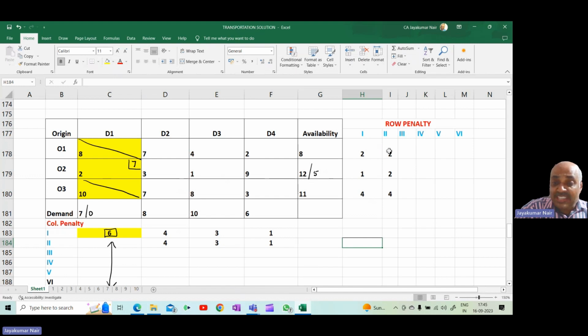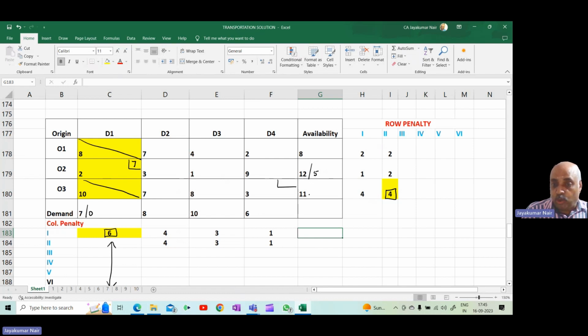Therefore, which is the highest penalty cost? I have here 4 and I also have here 4. Now it is your choice. Any one arbitrary selection can be made. Therefore, I want to choose this particular 4. Okay, so I'm highlighting it with a box. And in this particular row, which is the least cost cell, it is 3. Here I have to make the allocation.